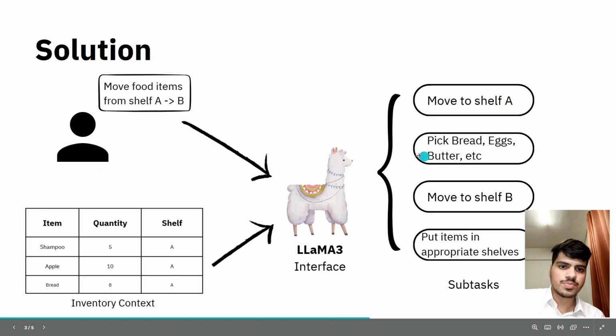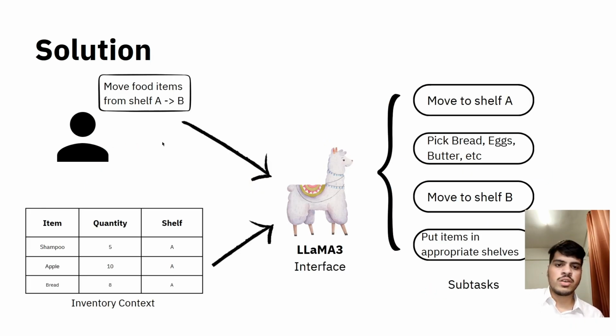the robots. For example, here we have a human. What the human is saying is that we want to move food items from shelf A to shelf B. So in order to do this, we use a large language model, that is Llama 3. We provide the model with some context. This can be from the database as well as from a PDF document relating to the stock.